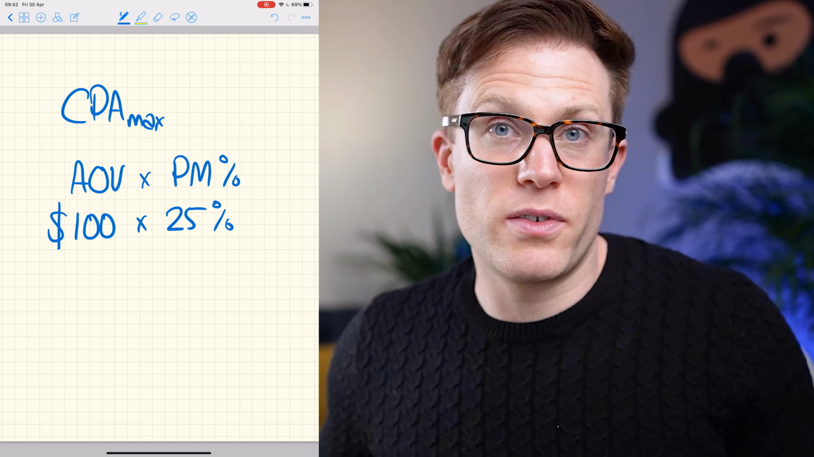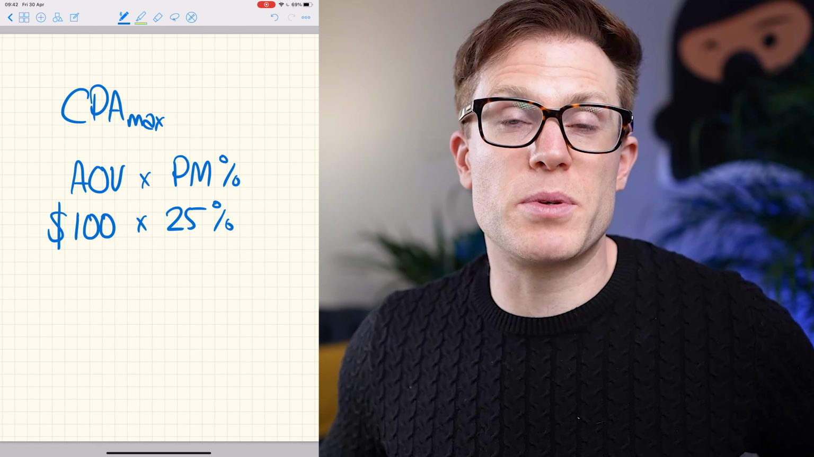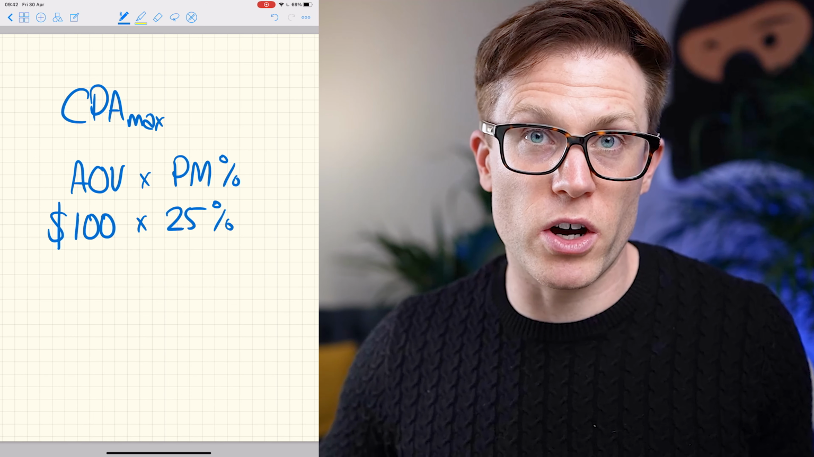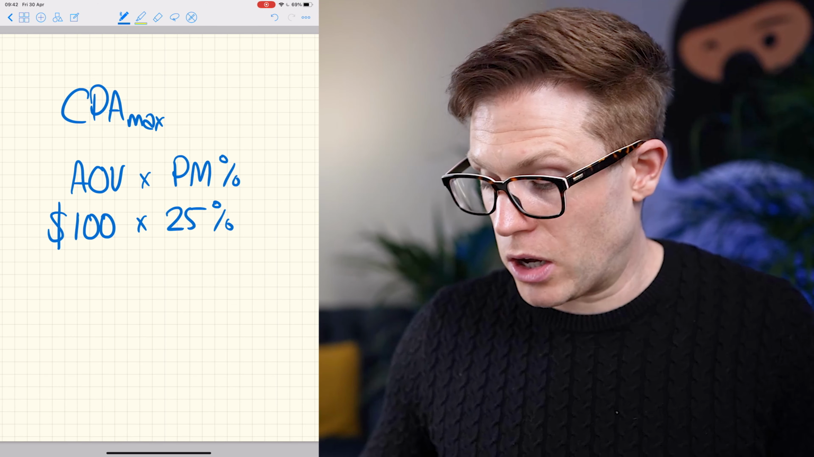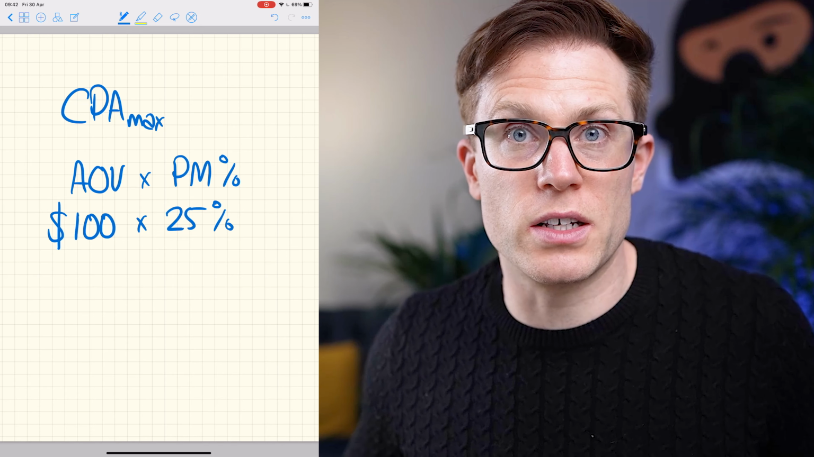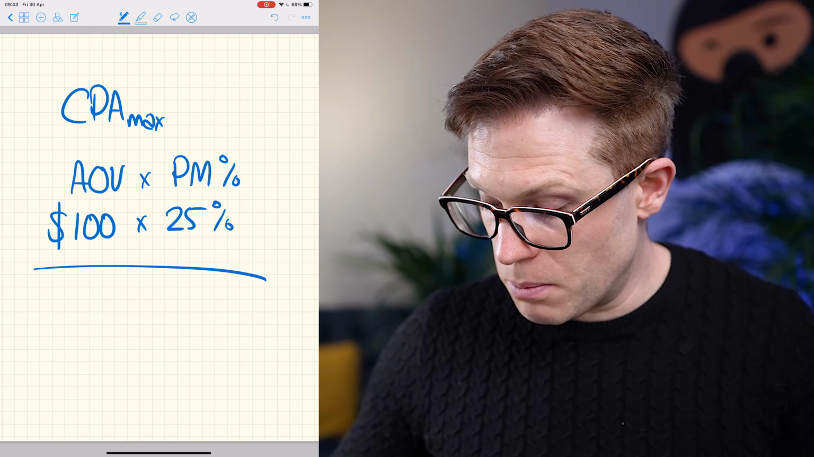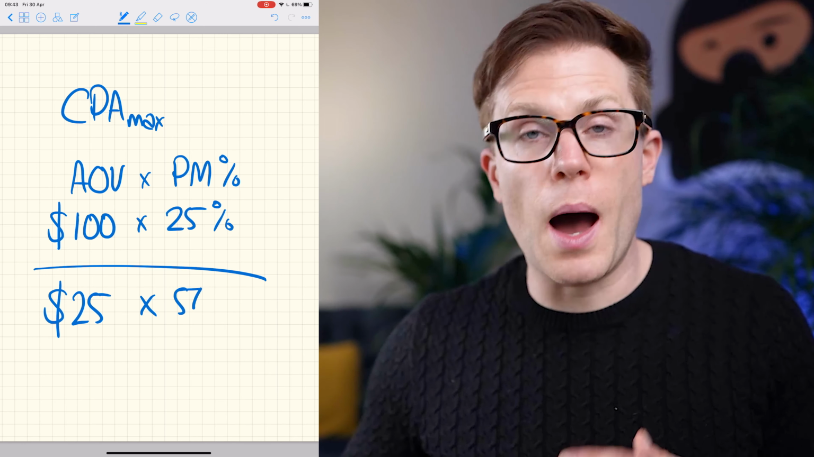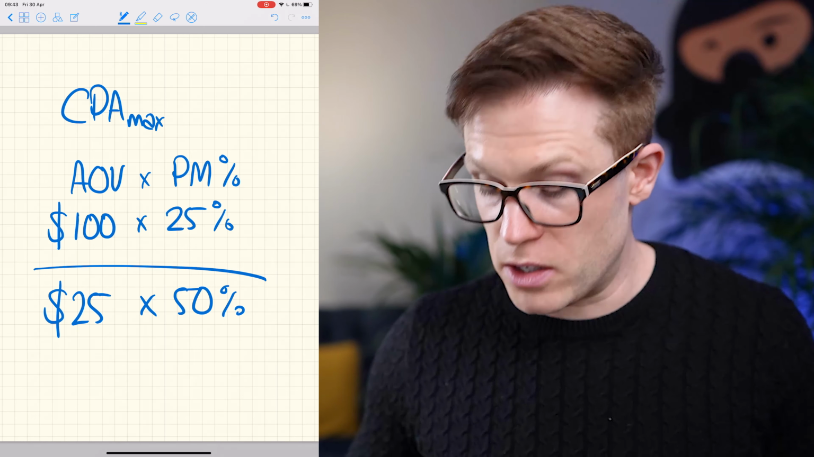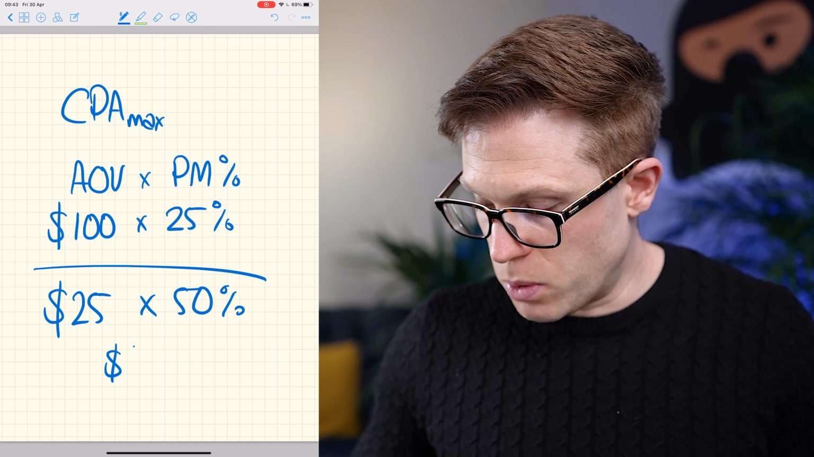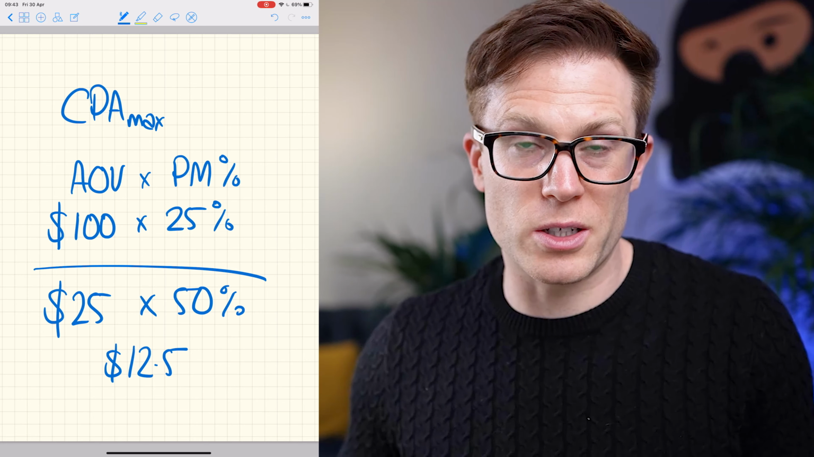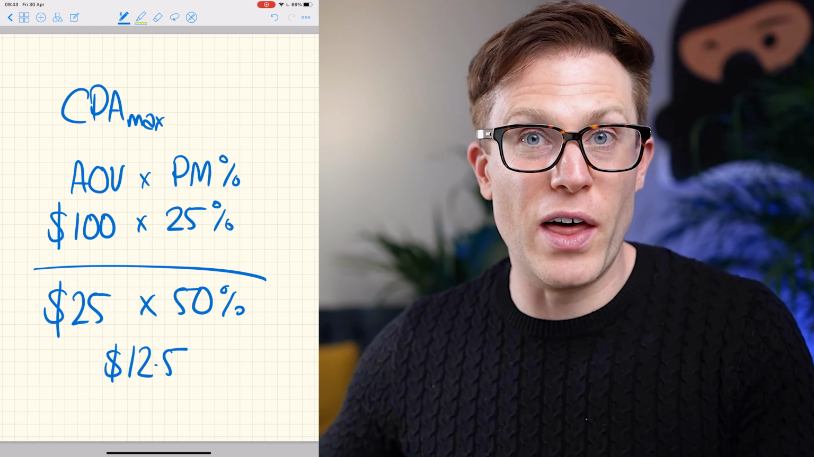Okay, now if you are a lead generation business, if your website is designed to generate leads, you want to multiply this by your sales team's conversion rate. So if your sales team closes 1 in 2 customers, for example, then you'll need to multiply this by 50%. So that's going to give you a maximum cost per lead that you want to spend of $12.50. Now, you're not going to have a sales team for selling $100 products, probably. But if you did, that's the numbers.